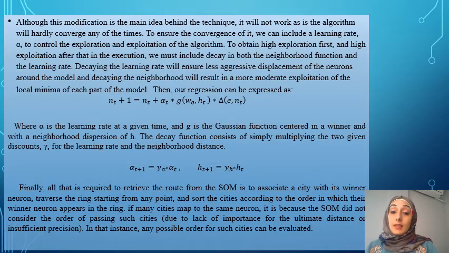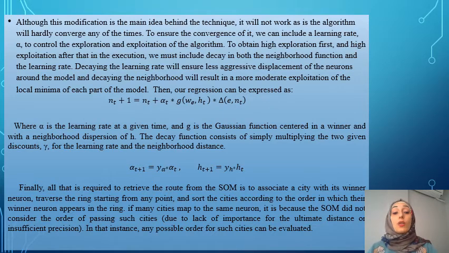We can see this expression where the rate is the learning rate at a given time, and g is the Gaussian function centered in a winner, and with the neighborhood distance h, and the decay function consists of multiplying the two given discounts for the learning rate and the neighborhood distance.